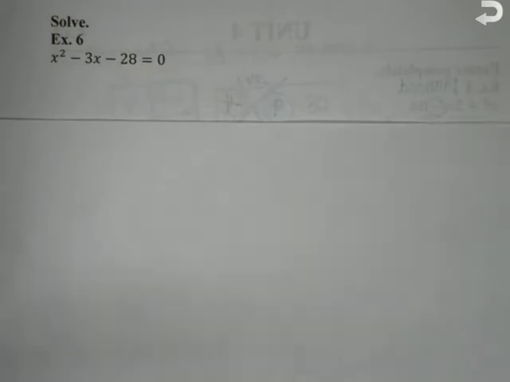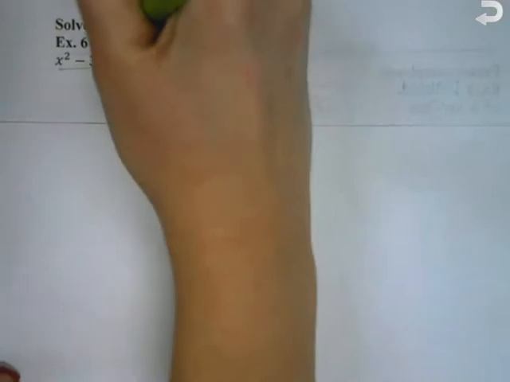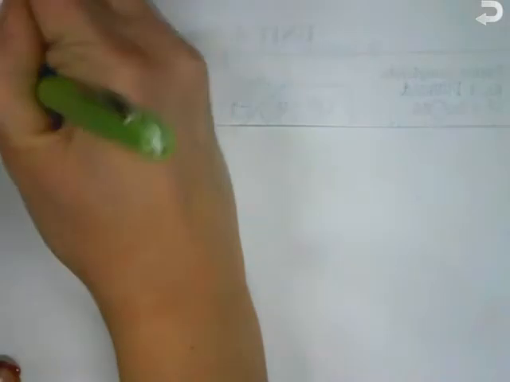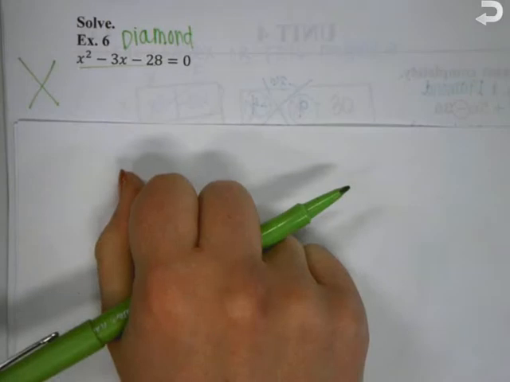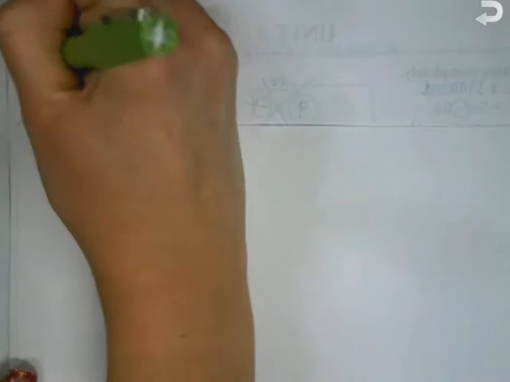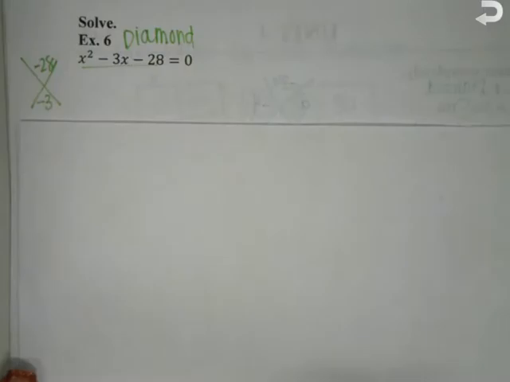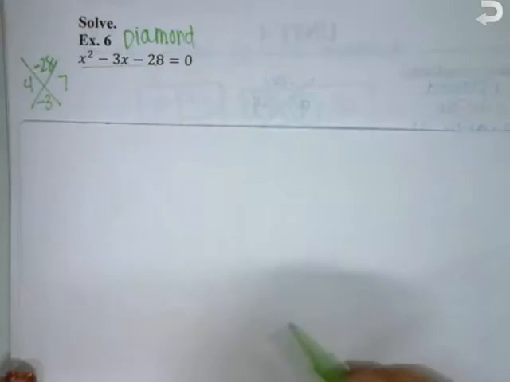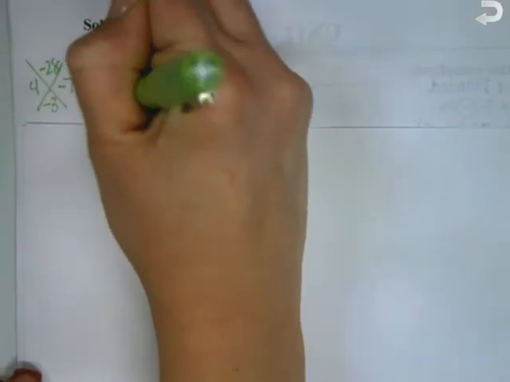Okay, and then let's use the diamond. I'm going to do mine off to the side. I'm looking for two numbers that multiply to negative 28 and add up to negative 3. What are they? 4 and 7. Which one's negative? 7. Okay, so let's factor that out. So this is x plus 4 times x minus 7 equals 0. And then I set each factor equal to 0.